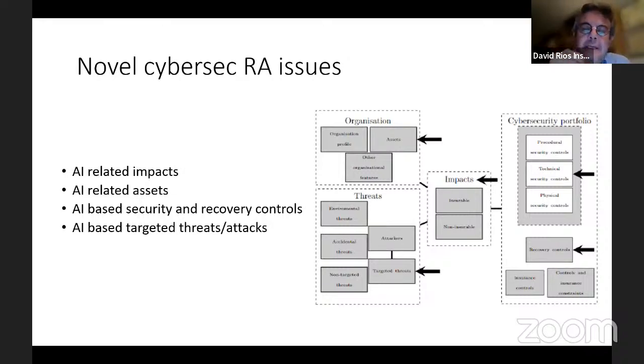I mean, new threats in this landscape that these threats could produce over the system. There's new threats, and we are especially worried about targeted threats that are based on artificial intelligence, as we shall discuss. And finally, you can also introduce defenses like security and recovery controls based on AI. So these are sort of the new elements that we need to take into account. We need to produce new model ingredients, if you want.